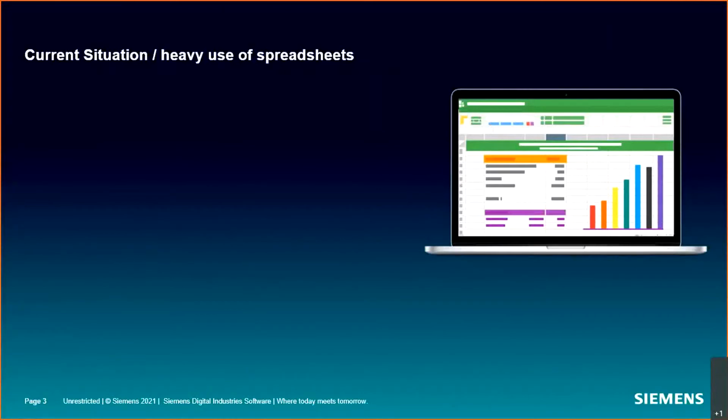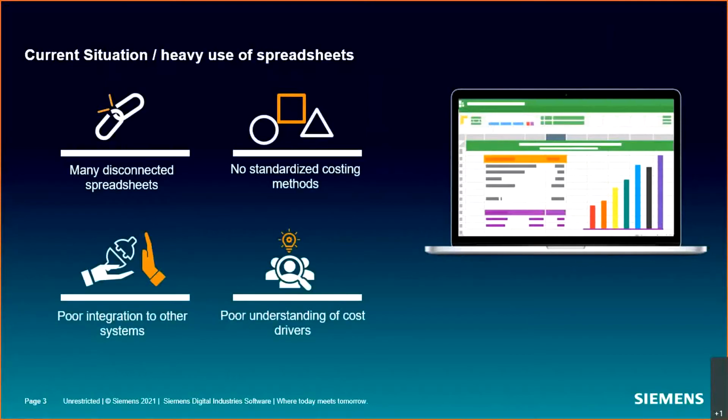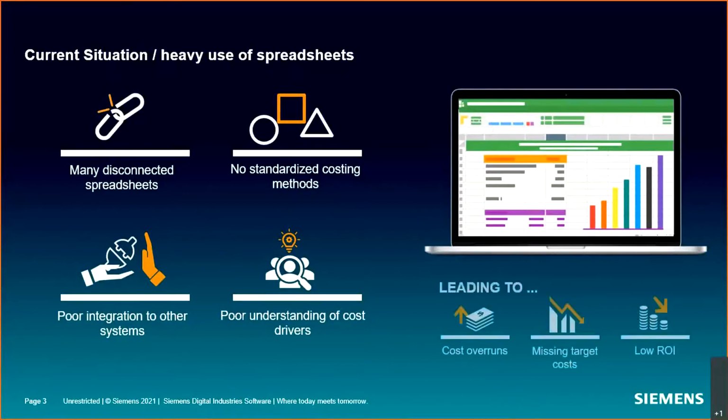We know the current situation is that companies have their own homegrown systems. A lot of companies still work with many disconnected spreadsheets, with multiple tabs, with no standardized methodology, with no integration to other systems like CAD models, putting a lot of manual work into it and with poor understanding of cost drivers. What this leads to, and this is not new, is companies with cost overruns or missing the target cost because there is a change during the project, and maybe you will run into unprofitable business. This is what we want to avoid. We all know the limitation of spreadsheets.